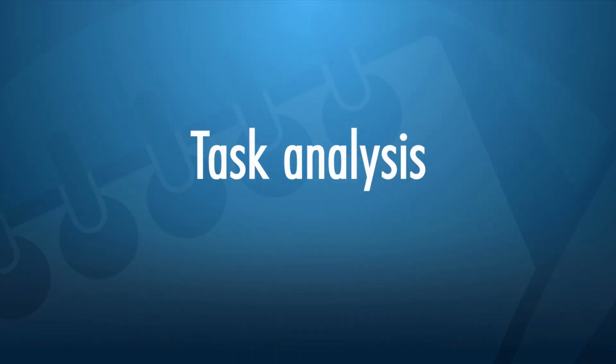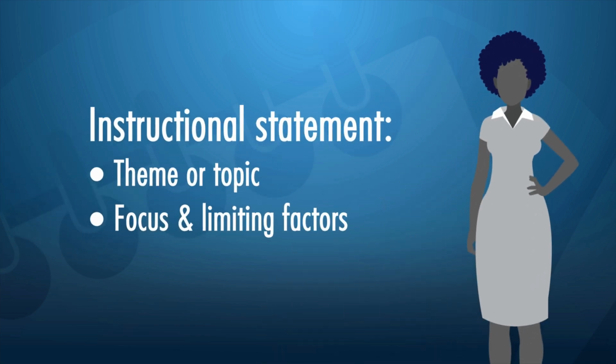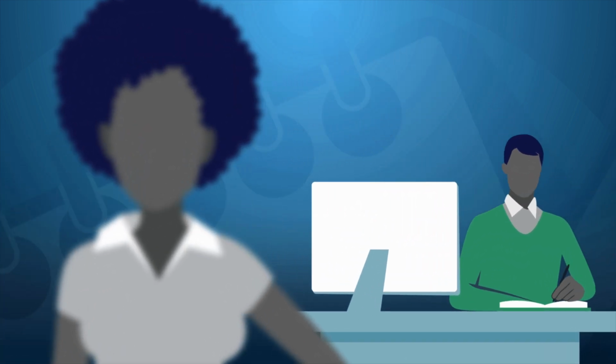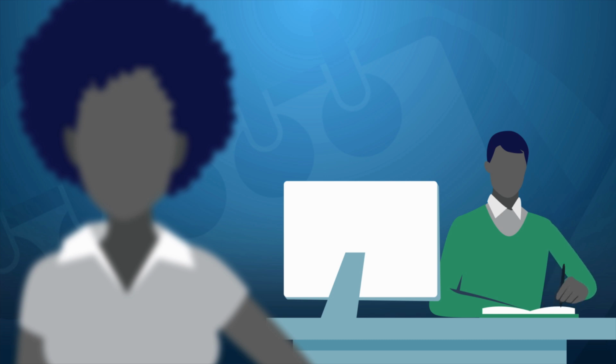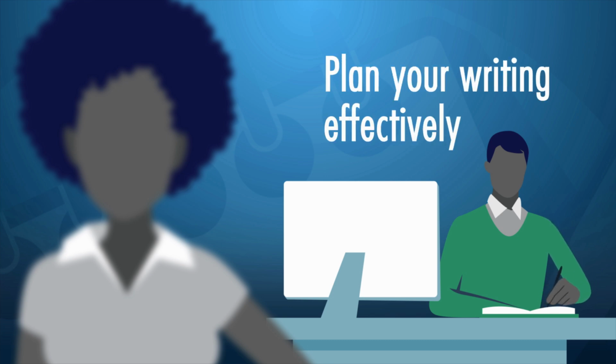Written tasks at university are set to include specific and detailed instructions. Understanding these instructions is the first step in the writing process. The instructions typically include aspects such as theme or topic, focus, and limiting factors, mentioned together in an instructional statement. This video provides information on analyzing such a statement in order to plan your writing effectively.